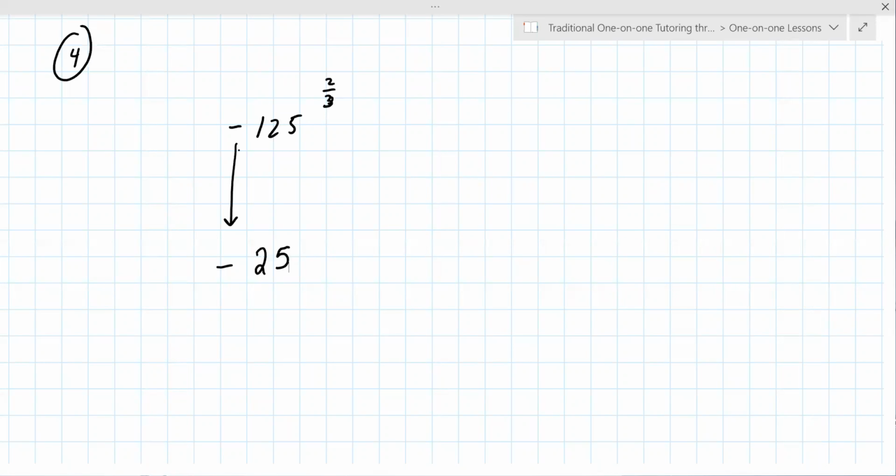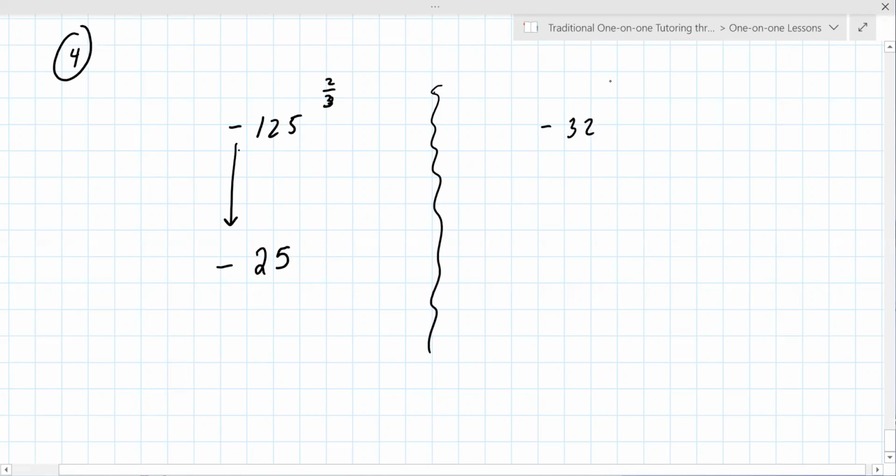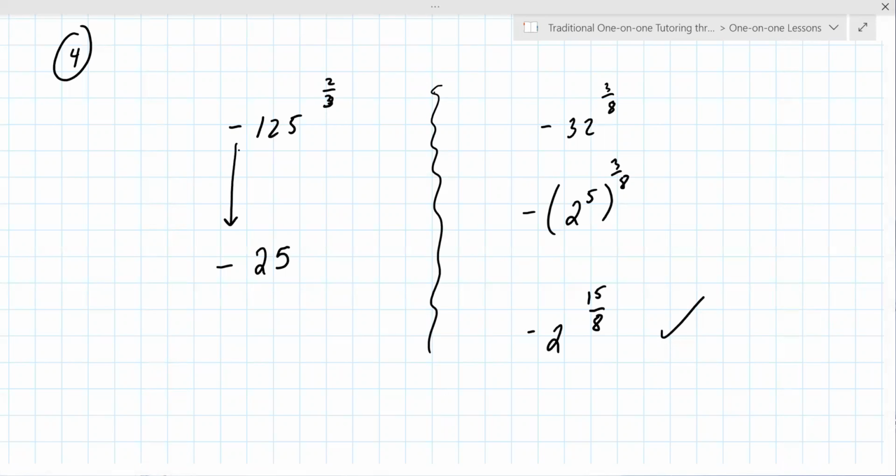Good. Now it doesn't always work out nicely. Like I could give you -32 to the 3/8 power. For example, there's a lot of options here. Like 32 could be 2 to the 5th to the 3/8 power. And then you multiply the exponents, so you get 2 to the 15 over 8. Right, that's your answer. That's correct. But sometimes they do work out nicely, sometimes they don't. That's why they're there.